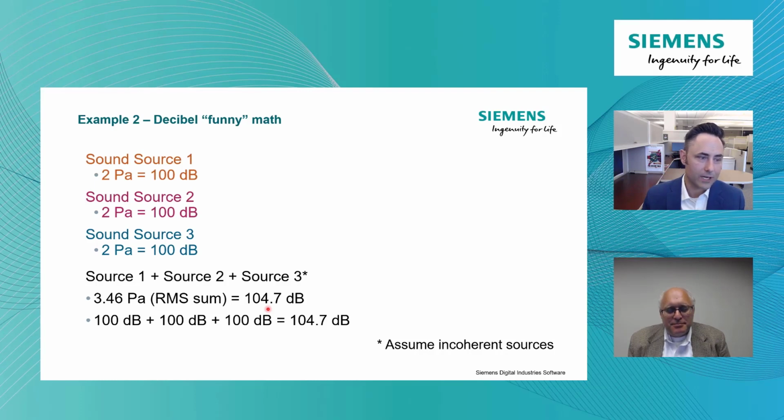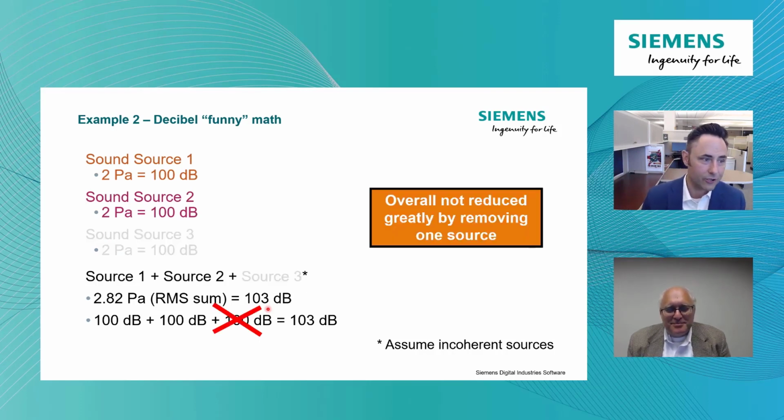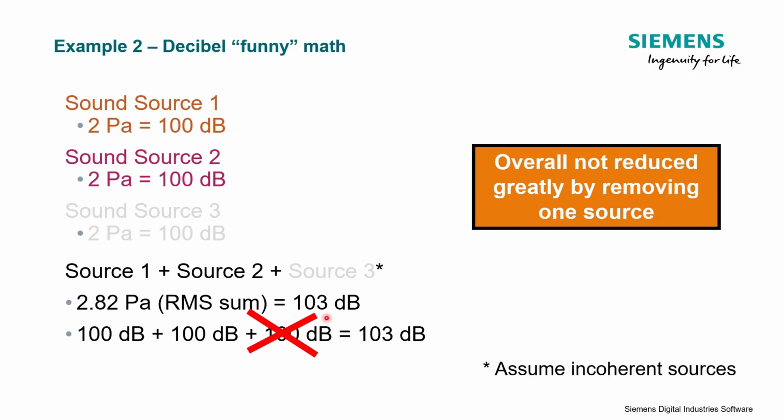And so we do something drastic and we just say, all right, let's just chop off one of these machines. They paid us for 3, but we're only going to deliver 2. And so we cut out a whole 100 decibel source from our noise problem. What's our overall level now? Well, we know this, 2 pascals plus 2 pascals, RMS of 2.82 pascals, which gives us 103.